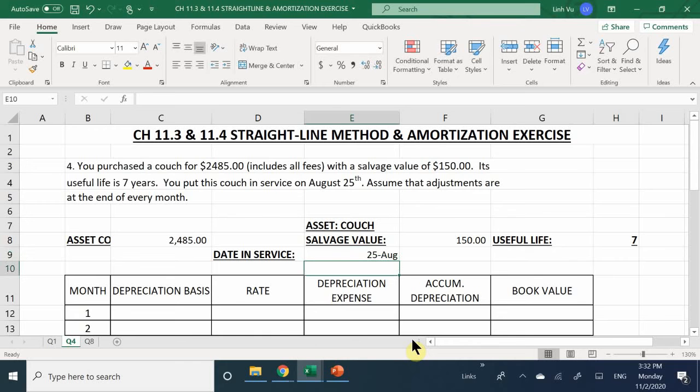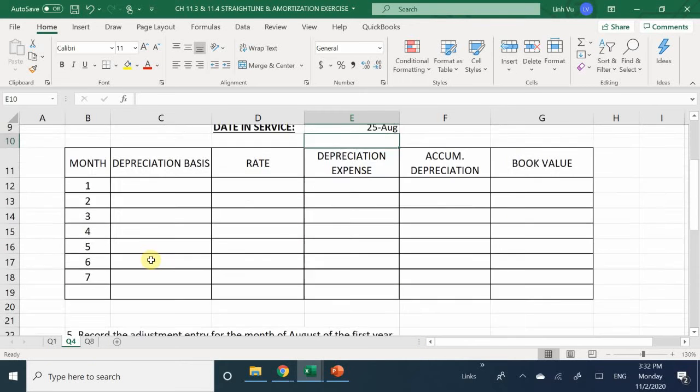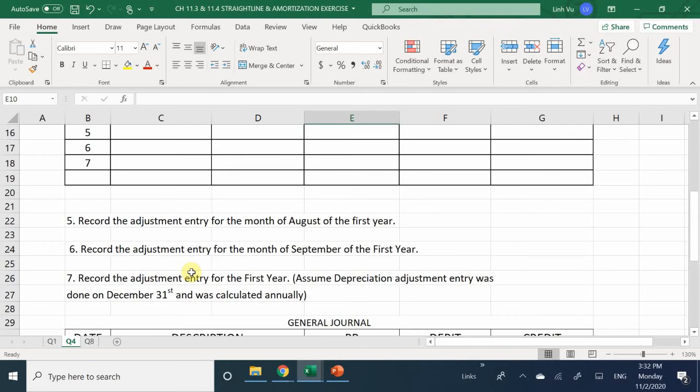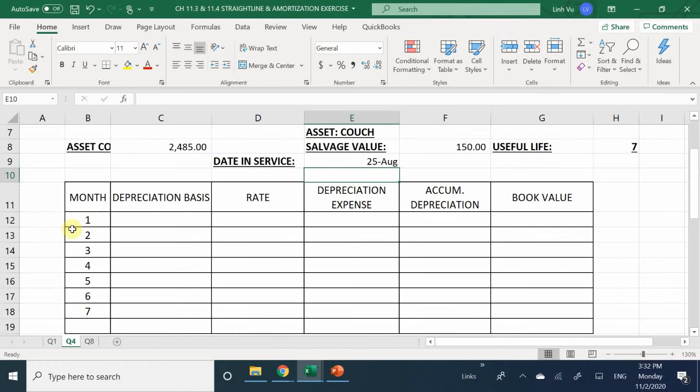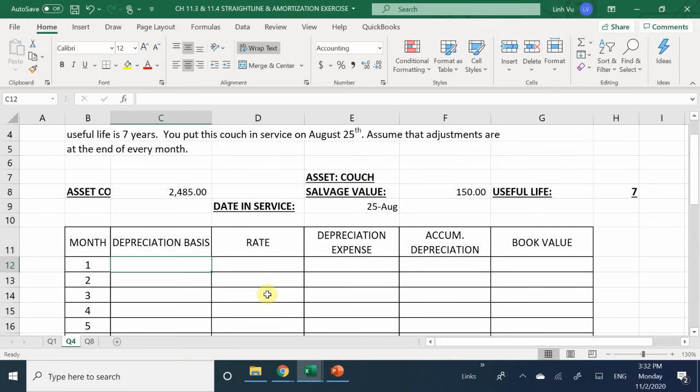8/25. Okay, good. Now, let's go ahead and solve for this, but make sure you keep in mind that I want to depreciate it based on a month-to-month basis. So, what's my depreciation basis going to look like? Good question. We're going to have to figure out the months.